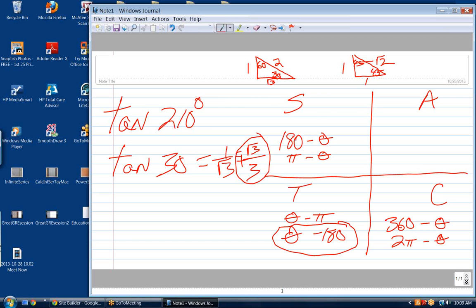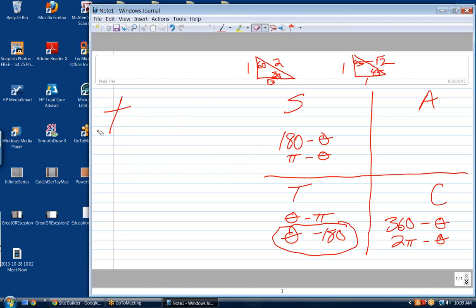Okay. That's all we're going to do with any trig function. With just what you see, between these two triangles and these unit circle quadrants, you can get the trig function of any angle. How about the sine of 390?